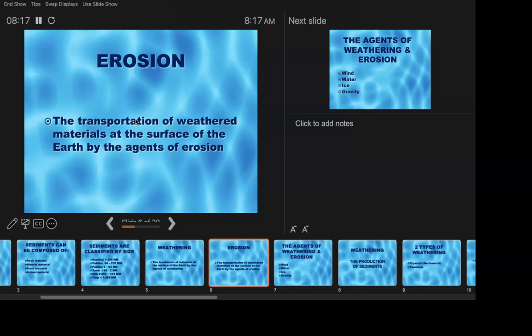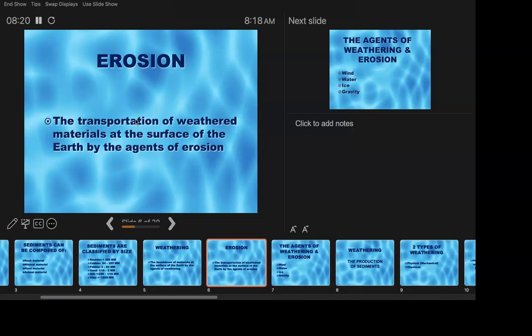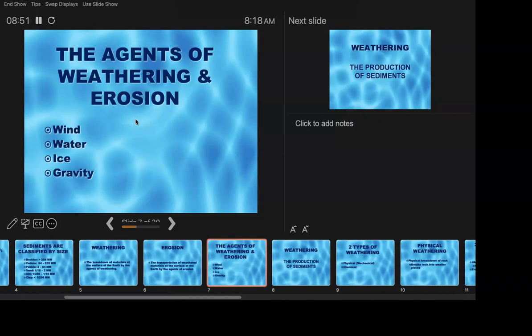And that erosion, basically the same exact definition here, erosion is the transportation of that material you just made by the agents of erosion. So who are these agents? The agents of weathering and erosion are one and the same, alas. They're double agents. Wind, water, ice, and gravity also rolls off the tongue.